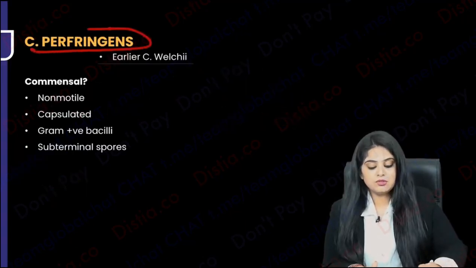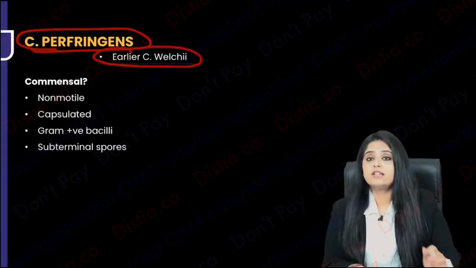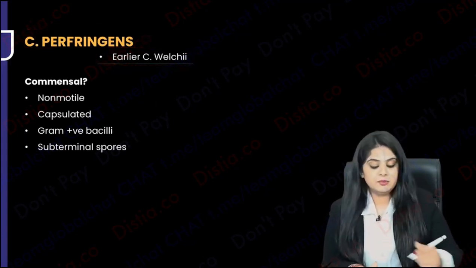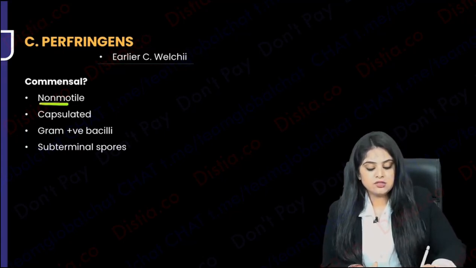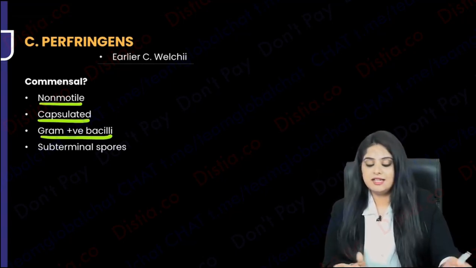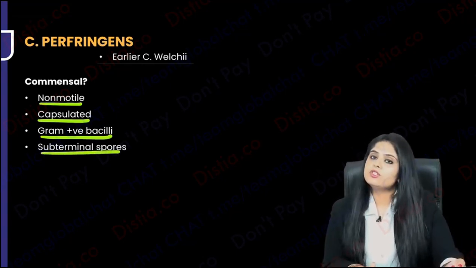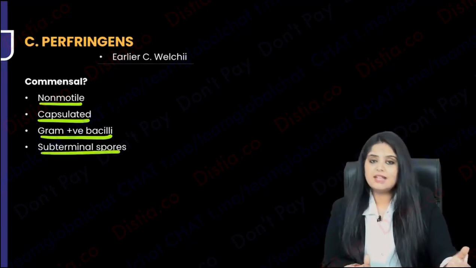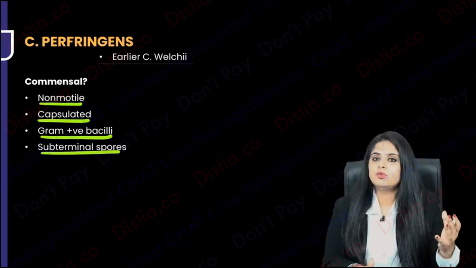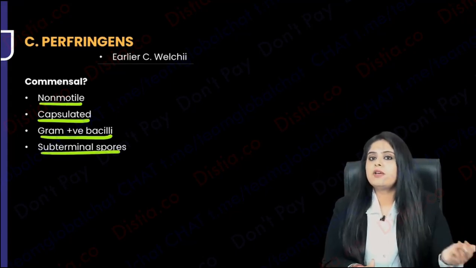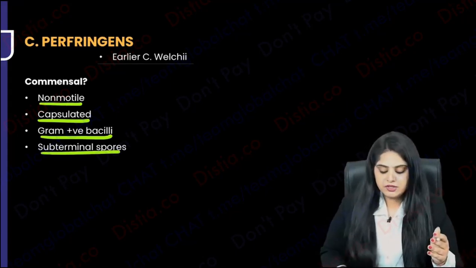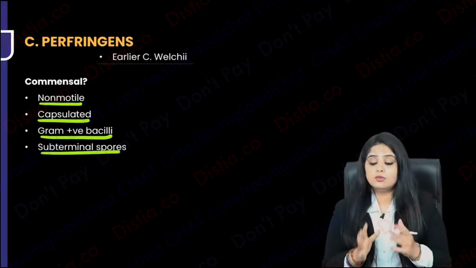So now we come to Clostridium perfringens, which was earlier known as Clostridium welchii. Let's begin with that. Like I told you, it is non-motile, it has a capsule, and it is a gram-positive bacilli. And I've told you the most common location is subterminal spores. So now you realize if you've done the PCB, PMT and spores topic, you don't have to do it for every organism separately. Now you know which one is coming under which category.